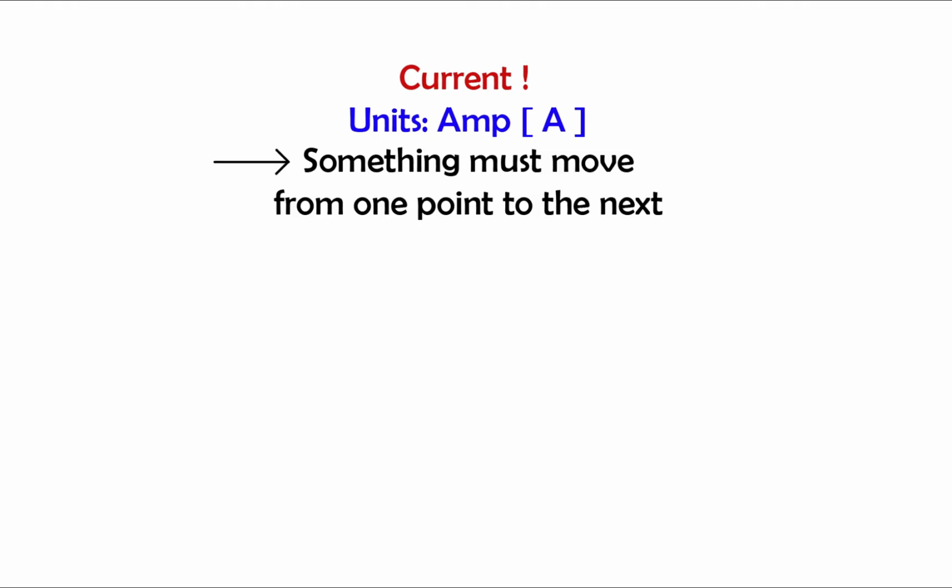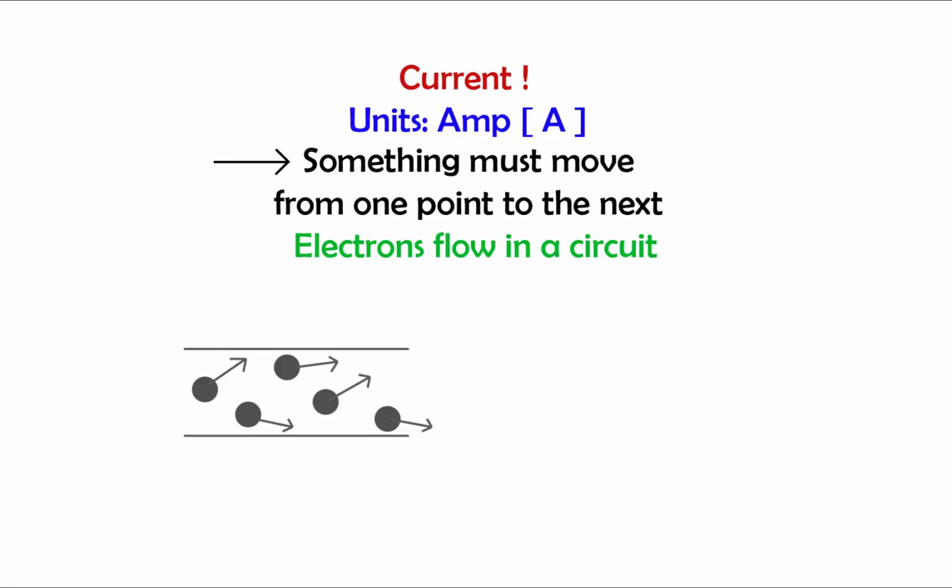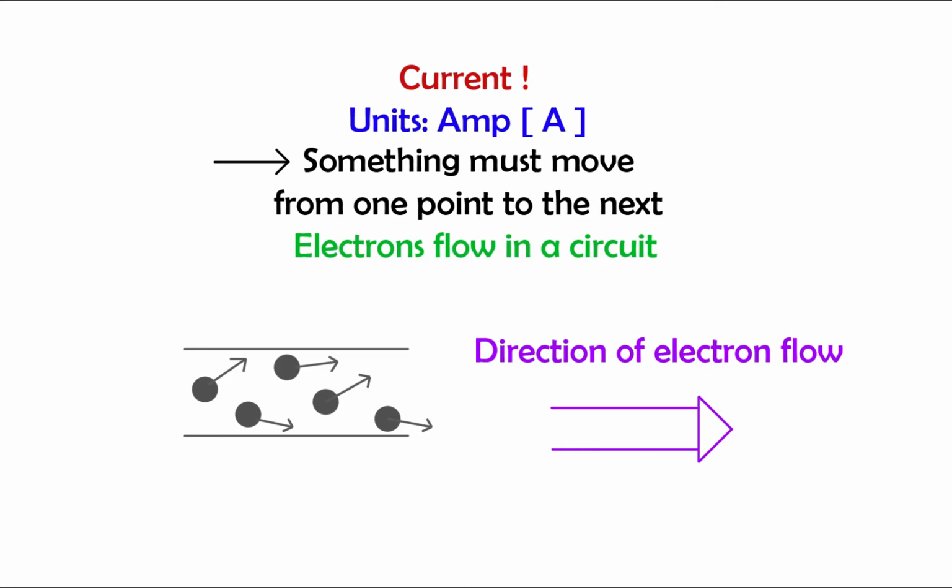Current is measured in amperes, or simply amps. In general, in order to have a current, like in a river, something must flow from one point to the next. Without any movement, current cannot exist. In a circuit, we have electrons flowing. Electrons always flow from points of low to high voltage. In general, electrons travel in random directions, but the group of electrons always flows in a single direction.